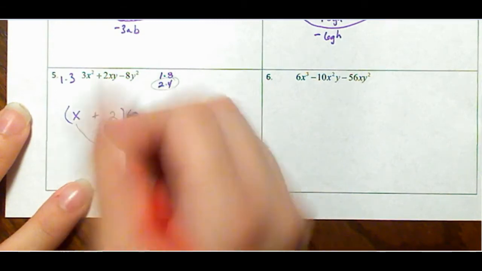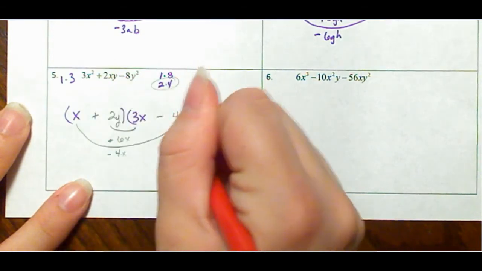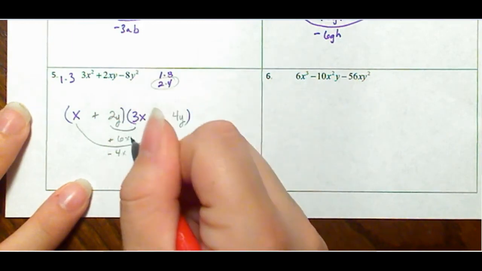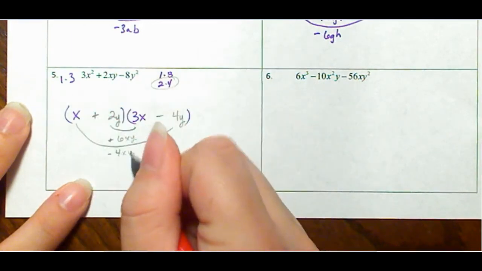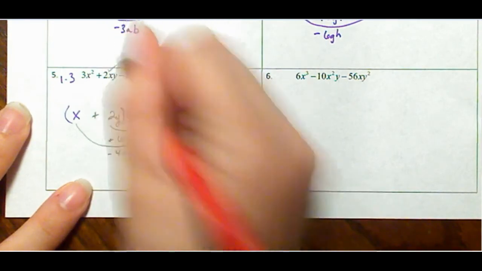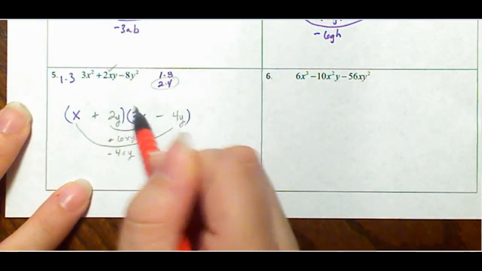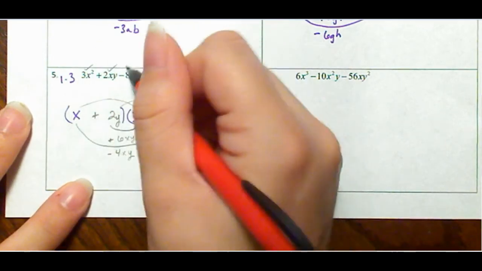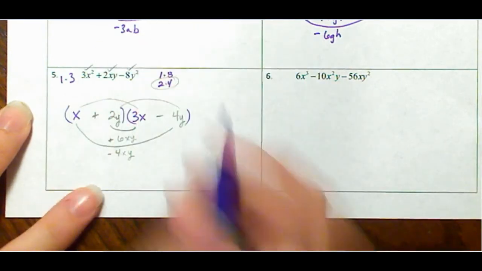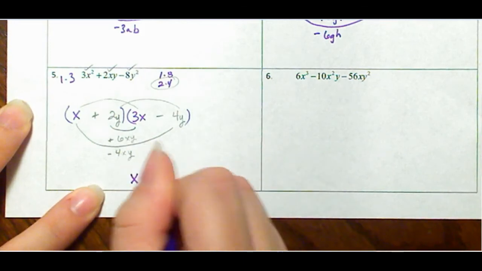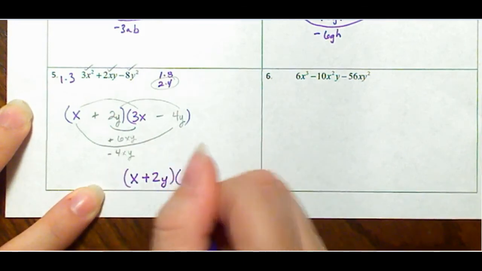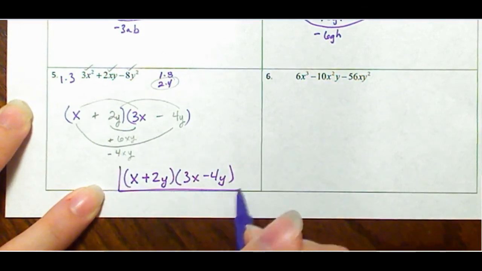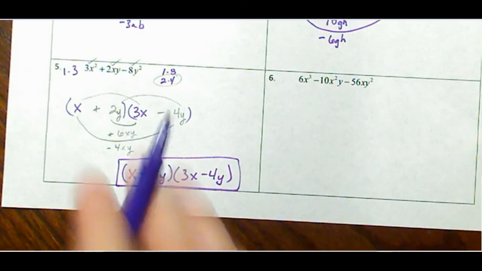Now the only thing left to do is to tag on our y right there at the end and double check. So 6xy, negative 4xy adds up to 2xy. x times 3x is 3x squared, and negative 4y times 2y is negative 8y squared. So our final answer is x plus 2y and 3x minus 4y. So they look a little yucky, but they're no harder than the other ones we've been working on.